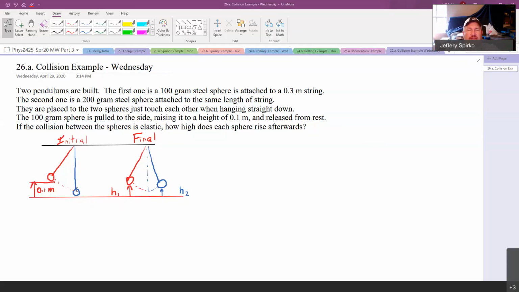So we only really have two types of processes to deal with. We have to do conservation of energy with gravity, and we're doing that for the downward swing of the 100-gram pendulum, and then we're doing it for the upward swing of each of them. So we kind of have to do that one multiple times.